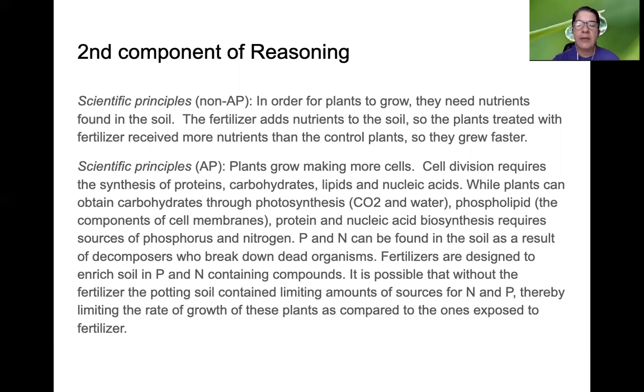Okay? Phosphorus and nitrogen can be found in the soil as a result of decomposers who break down dead organisms. Fertilizers are designed to enrich soil in phosphorus and nitrogen containing compounds. It is possible that without the fertilizer, the potting soil contained limiting amounts of sources for nitrogen and phosphorus, thereby limiting the rate of growth in these plants as compared to the ones exposed to fertilizer. So here in the reasoning, you're attempting to explain the results using scientific principles.